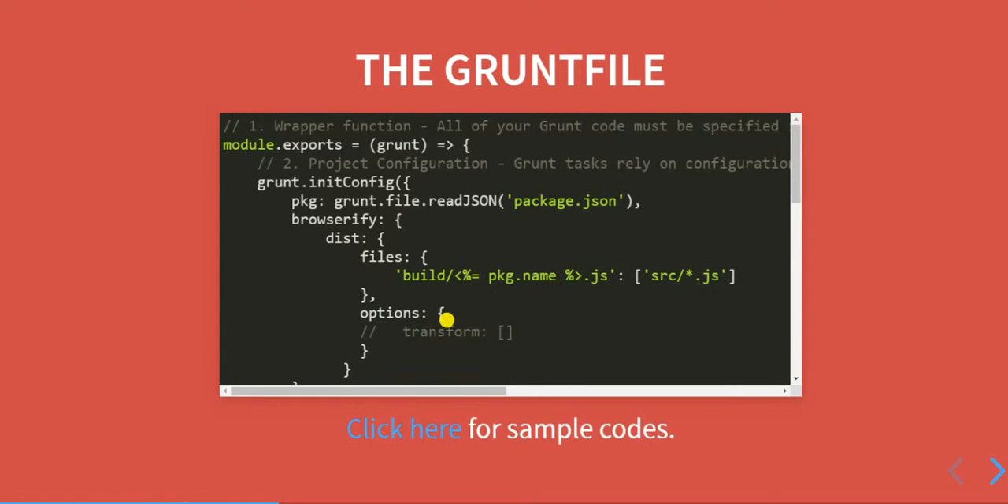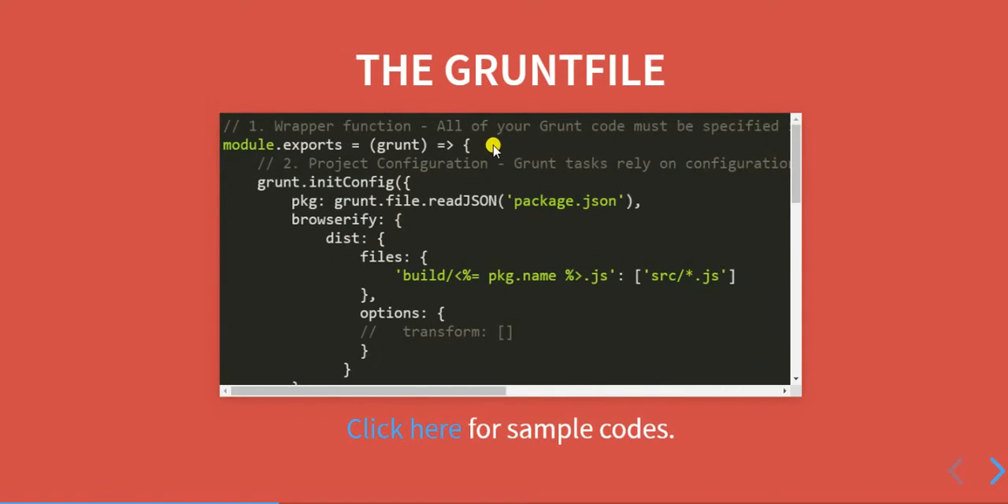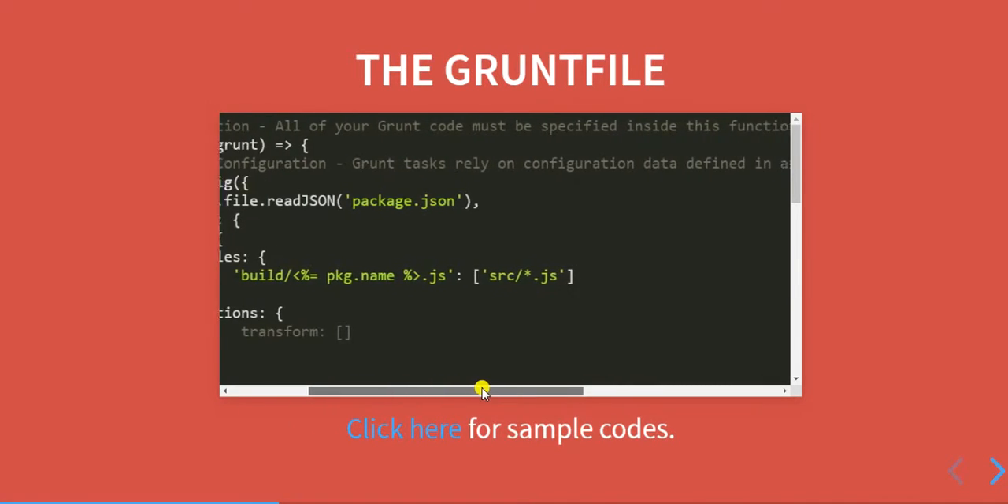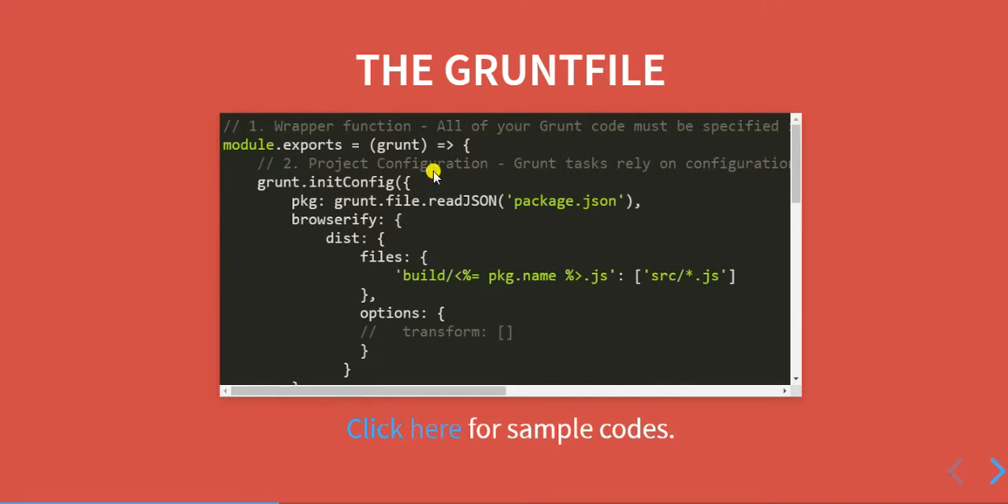So this is the structure of a grunt file. First, you need to wrap up grunt code using this function. Next, we have to configure project details. Grunt tasks rely on configuration data defined in an object passed to the grunt.initConfig.